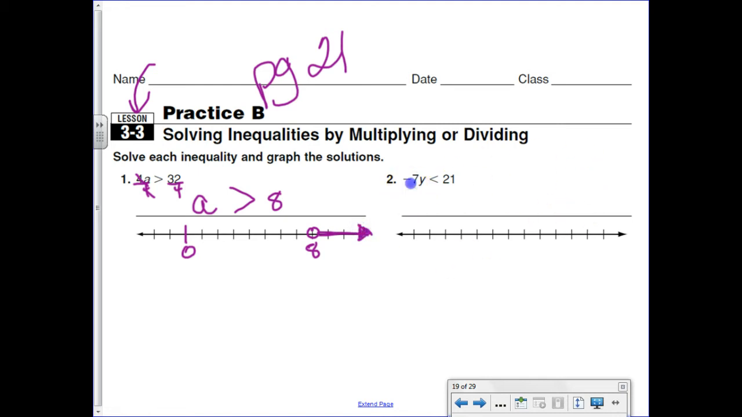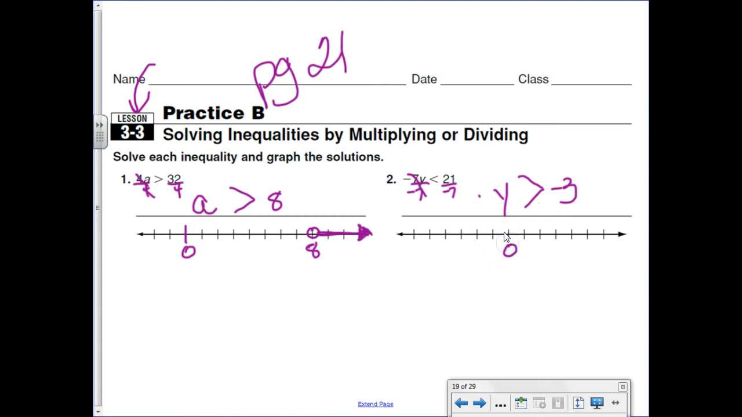On number 2, this one, you're going to divide both sides by -7. Math-wise, that gives me a positive 1y. Good. 21 divided by -7 is -3. Now you have to ask yourself the question, flip or not to flip? Because you divided by a negative, yes, you have to flip. Y is greater than -3.